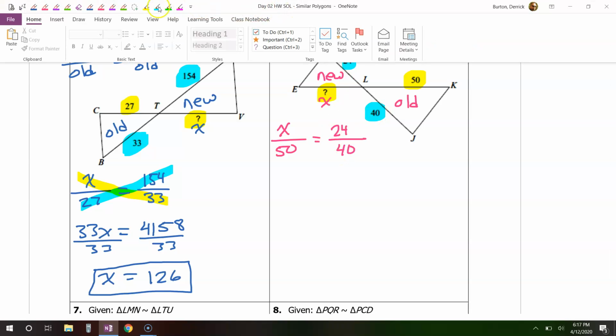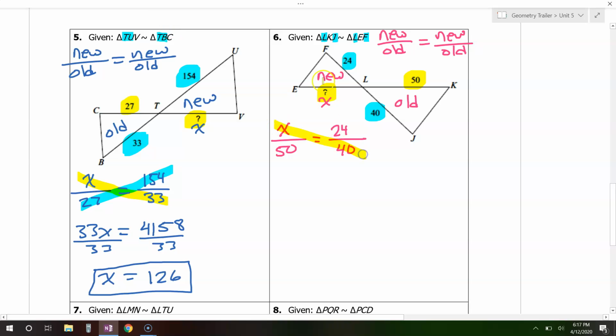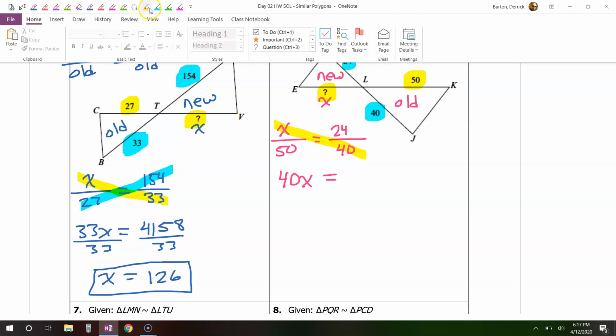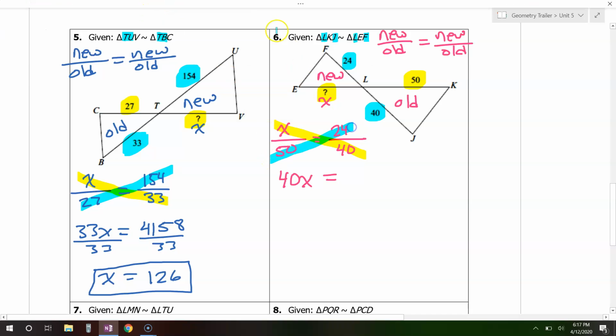Now we cross multiply. So let's multiply along this diagonal, and we get 40x equals. And then let's multiply along this diagonal. So in my calculator, I'm typing in 50 times 24, and that is 1,200. And then we divide both sides by 40, and we see what we get. Divided by 40, x is equal to 30. Good times. Good times.